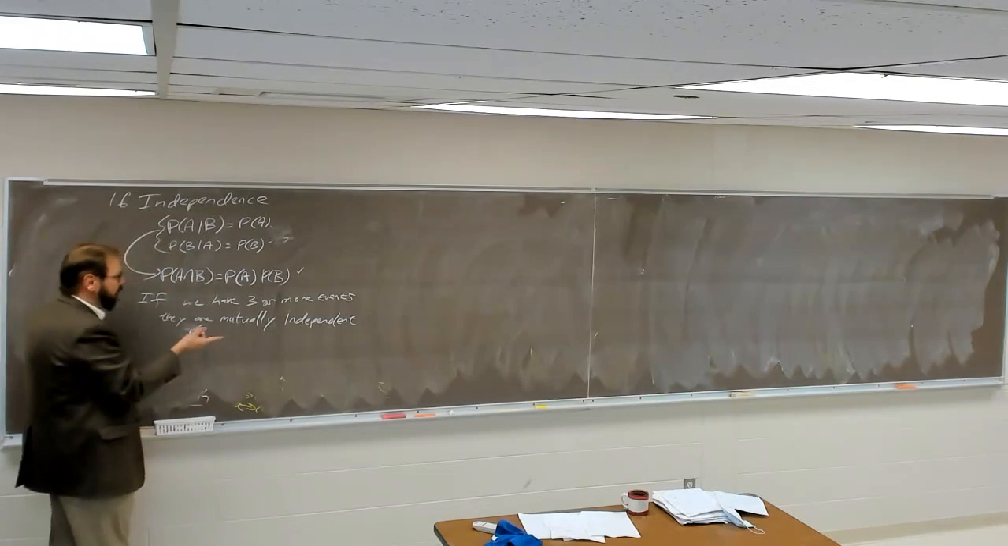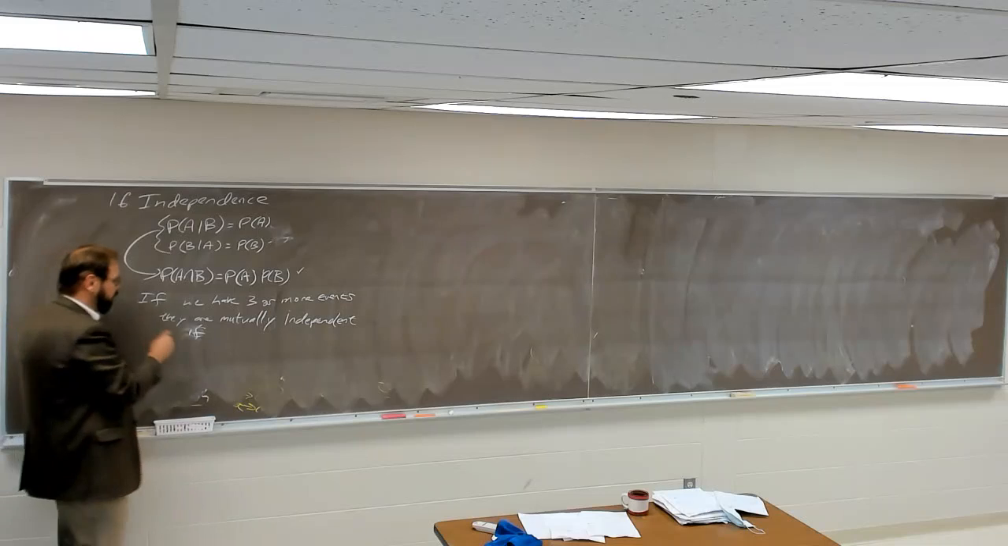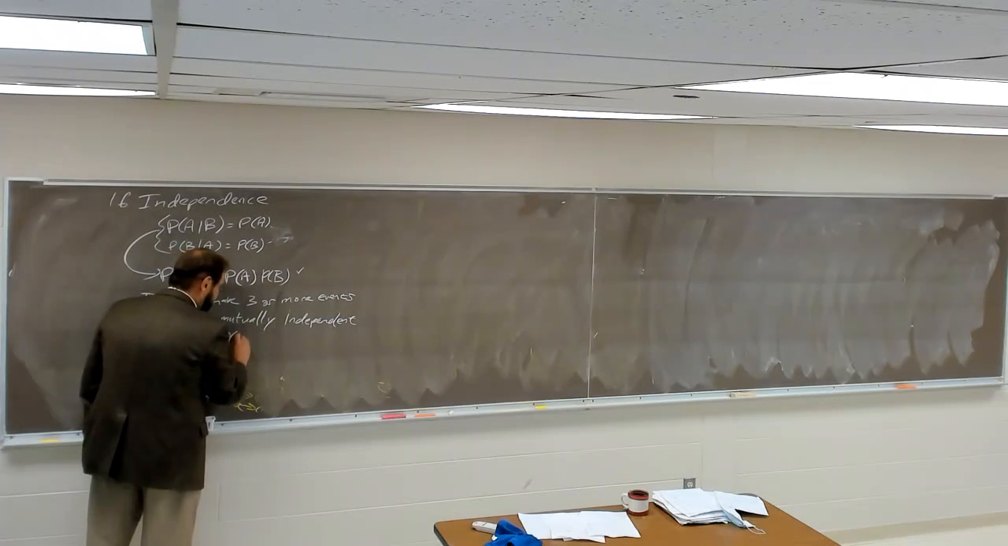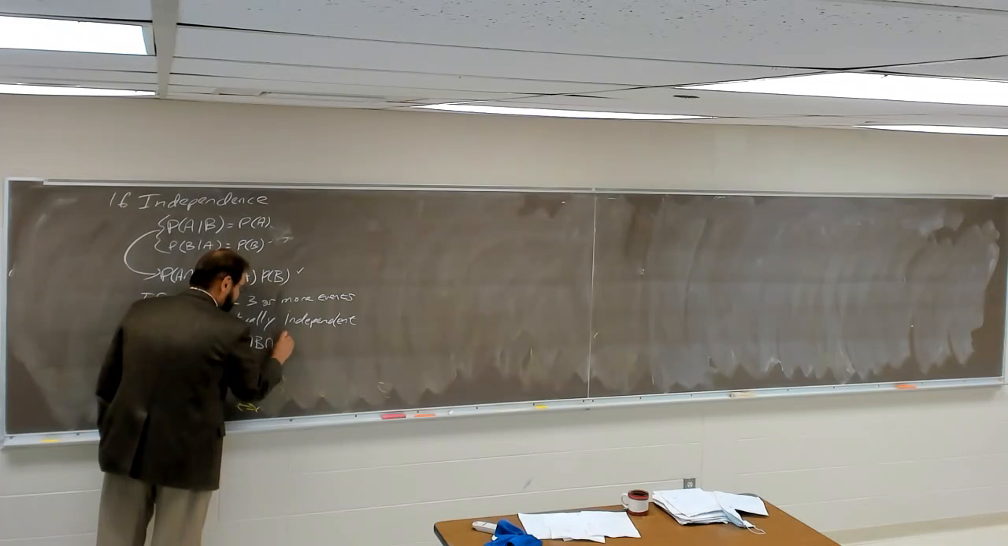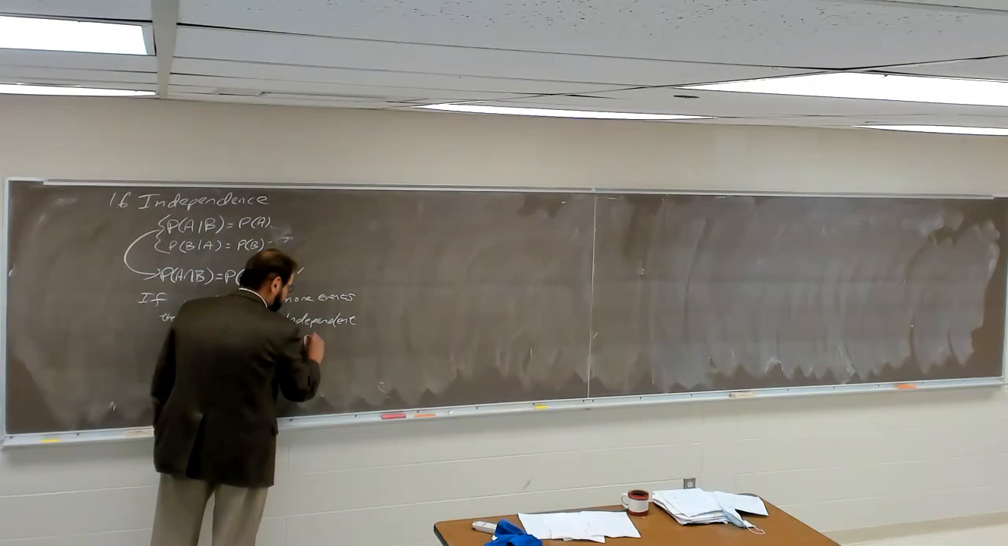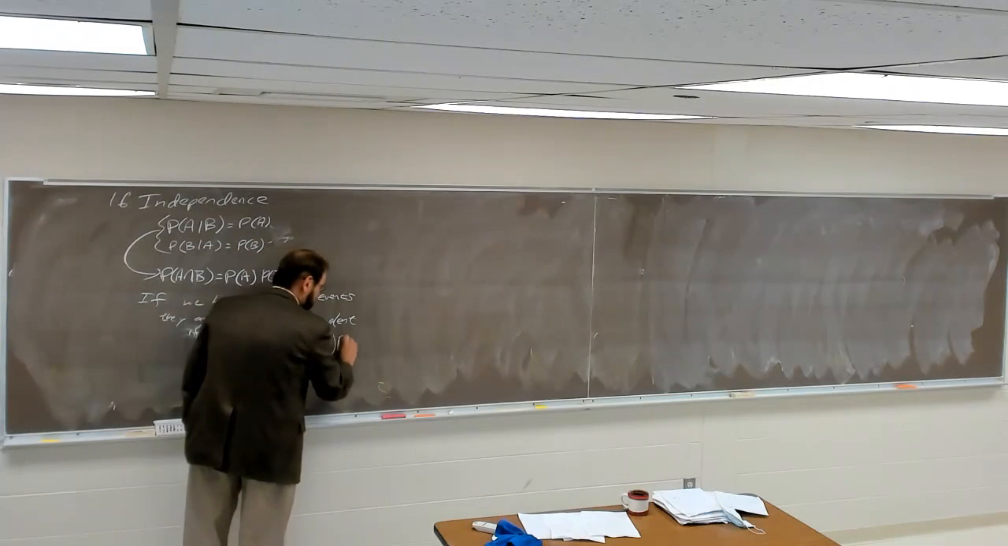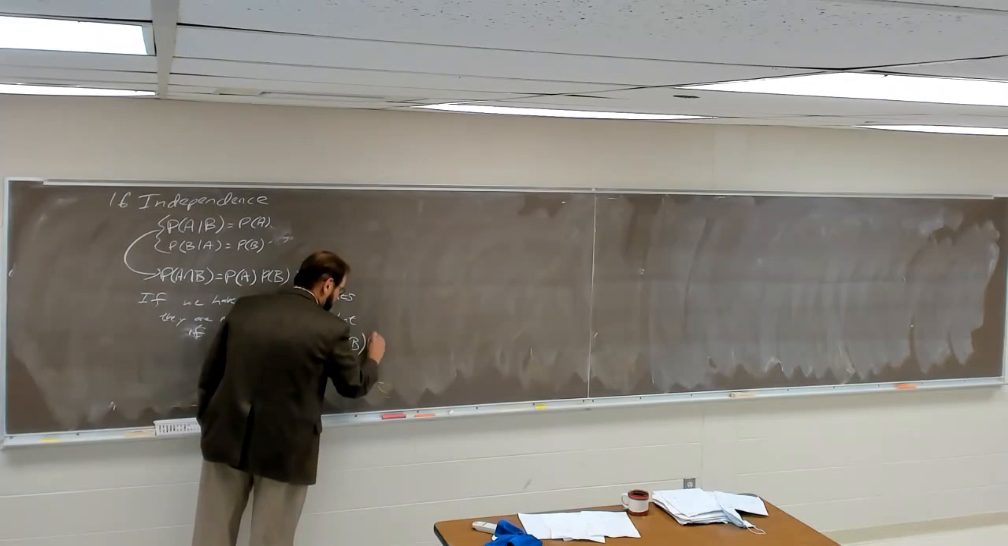The other way we think about it, because this is typically how we want to use this, is that the probability of A intersect B intersect C is equal to the probability of A times the probability of B times the probability of C.